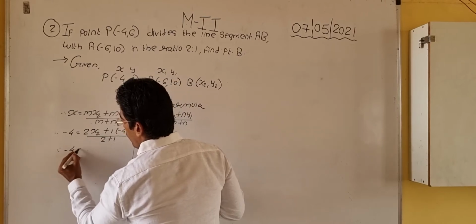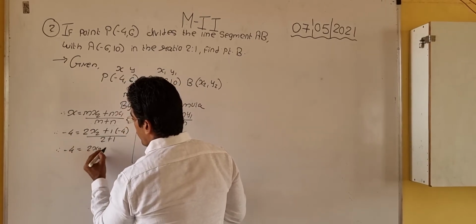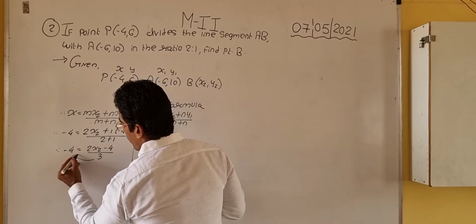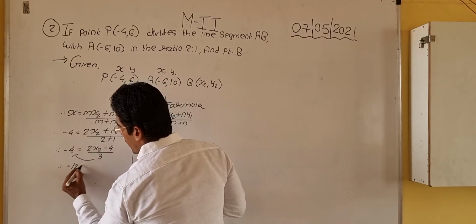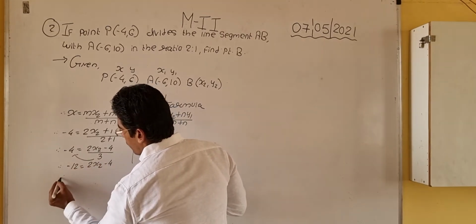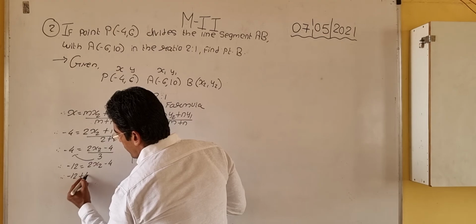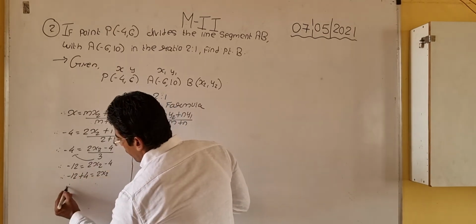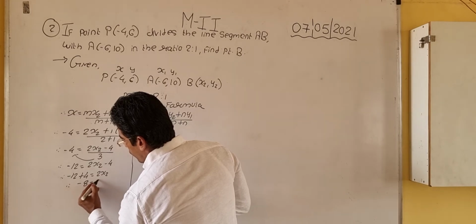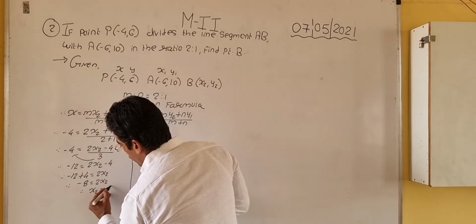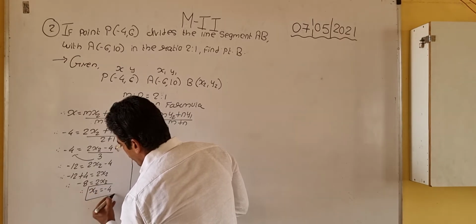Therefore minus 4 is equal to (2x2 + 1 into minus 4) upon 3. 3 will get multiplied. Minus 12 is equal to 2x2 minus 4. Minus 4 will go there and become plus, so minus 8 is equal to 2x2. Therefore x2 is equal to minus 4.